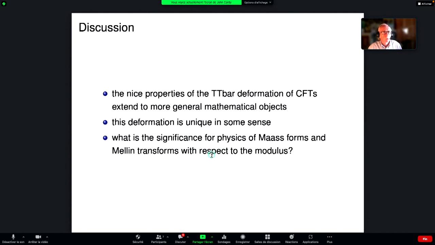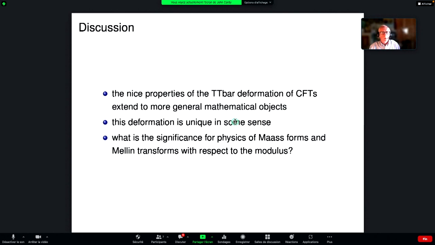So I'll just say a few words of summary, that the nice properties of the TTbar deformation of a conformal field theory extend by the same arguments to more general mathematical objects. They give us a way of deforming all these classic functions of the 19th century, like the Jacobi theta functions and so on.